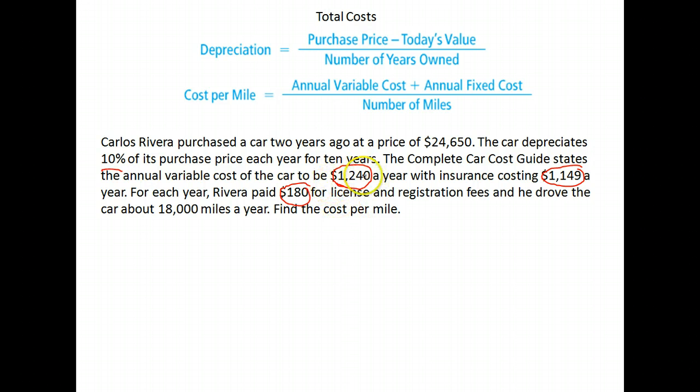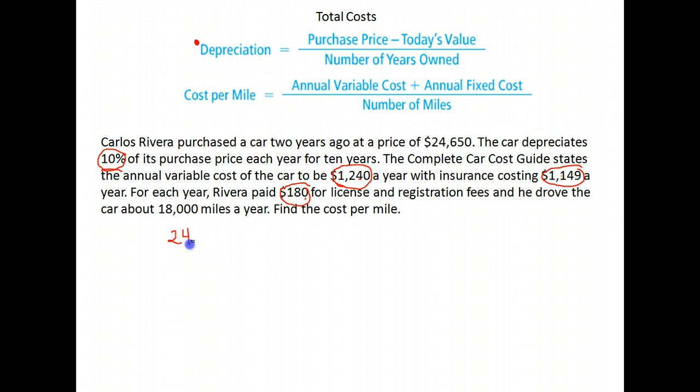Okay, so far they've given us most of the costs. They gave us the annual variable costs, they gave us the insurance, and they gave us the cost for license and registration. The only thing we don't have is the depreciation value. Now this one, we can't use the formula up here for depreciation because that's not the information they gave us. They didn't give us the previous value and the current value. What they did tell us is that the car depreciates 10% each year.